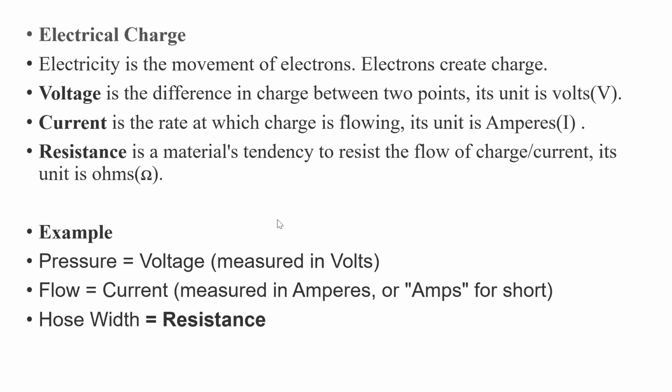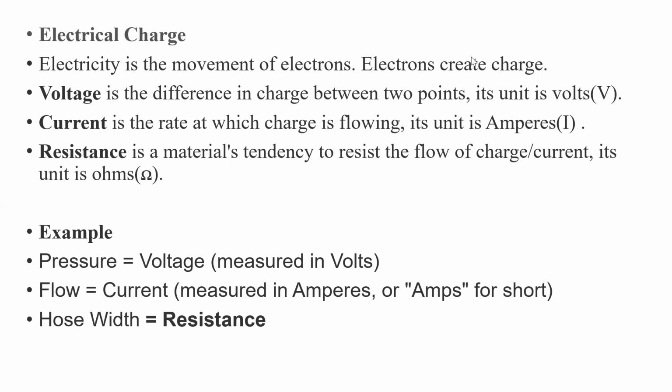The first one, what is charge actually? Electrical charge. So electricity is the movement of electrons. Whenever there is a movement of electrons, we say the flow of current is taking place. So electrons are creating these charges. The definition of voltage is, the voltage is the difference in charge between 2 points.